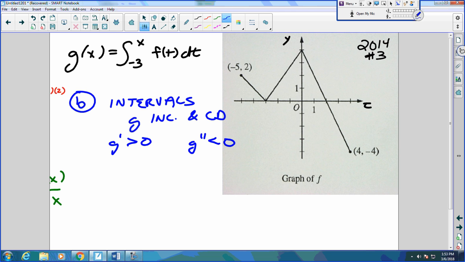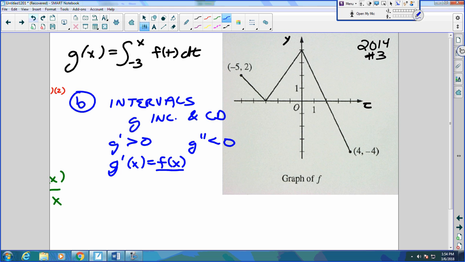All right? Now, the other thing then is that you can find G prime. Guys, G prime happens when? G prime is the derivative of this. We've talked about this, right? The derivative of this is just the function. So G prime of x is just f of x. So I want to know where G prime is greater than 0. So I want to know where f of x is greater than 0.